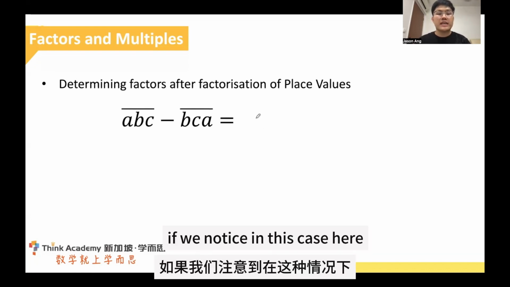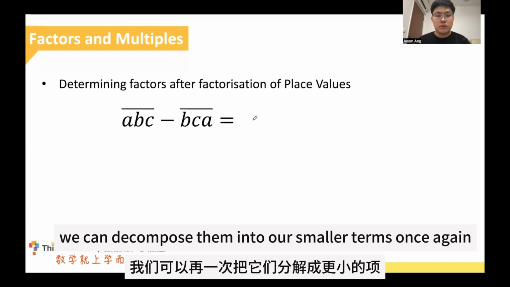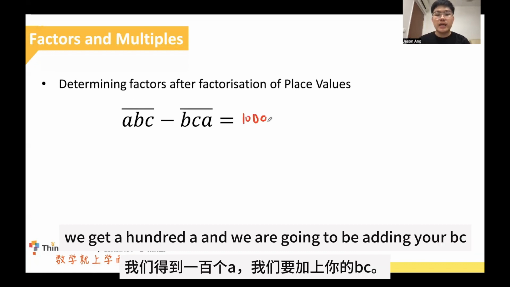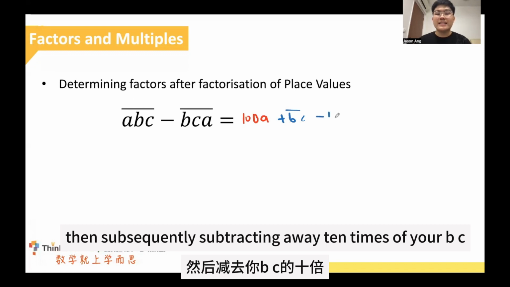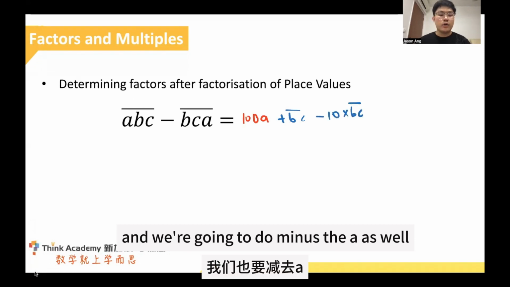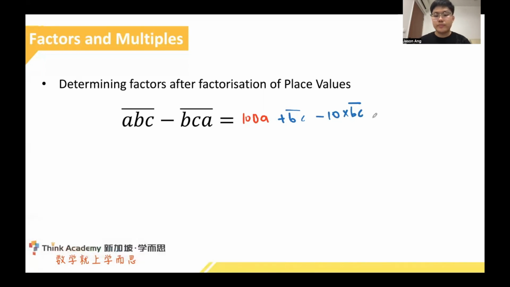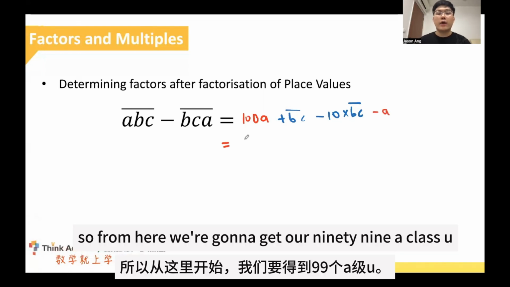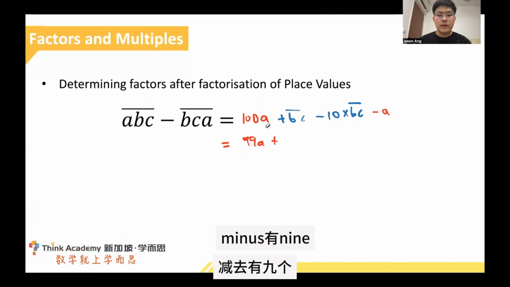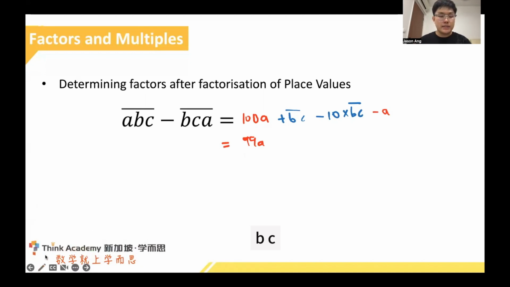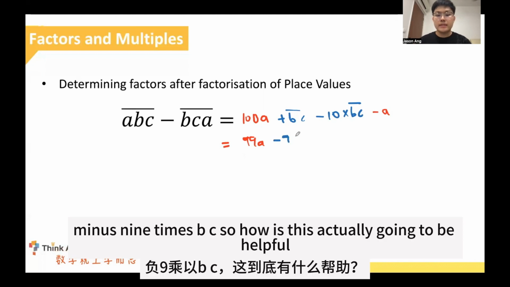So if we notice in this case here, we can decompose them into our smaller terms. Once again, we get 100A, and we are going to be adding your BC. Then subsequently subtracting away 10 times of your BC, and we're going to minus the A as well. So from here, we're going to get our 99A minus 9 times BC. So how is this actually going to be helpful?